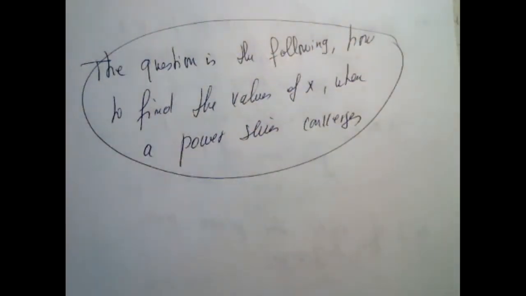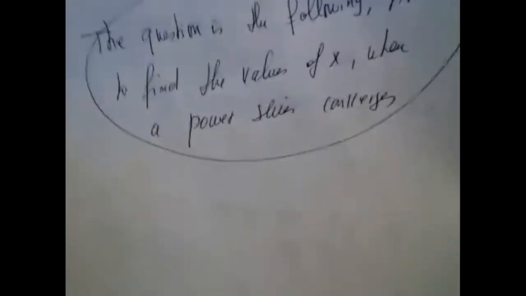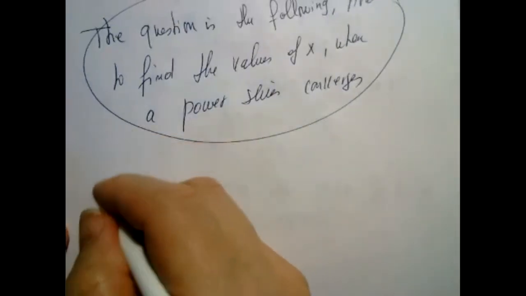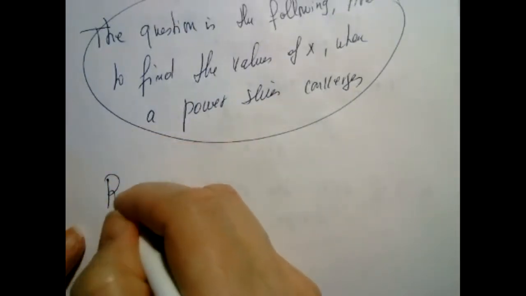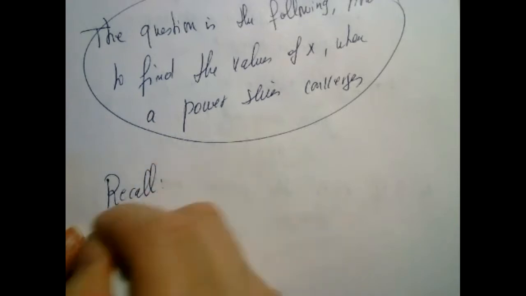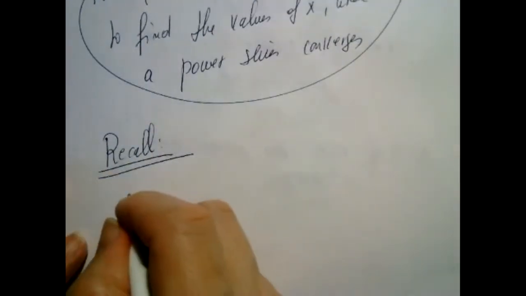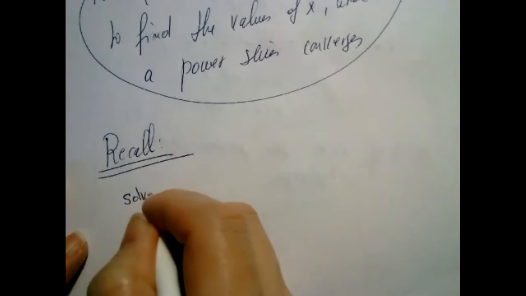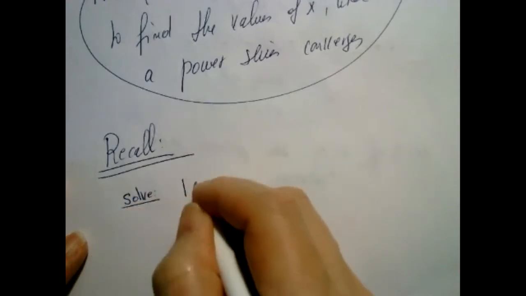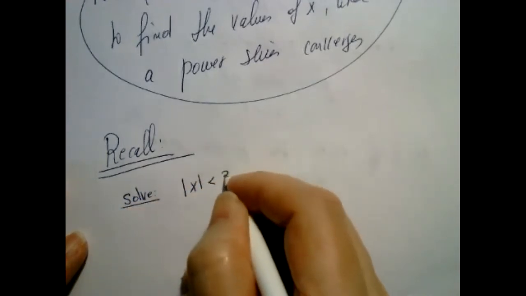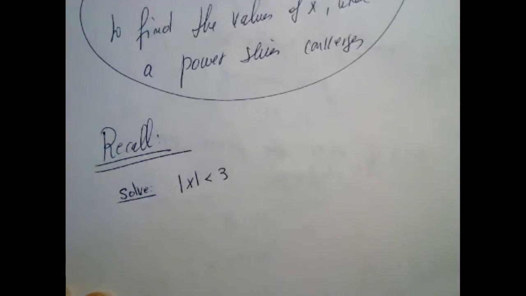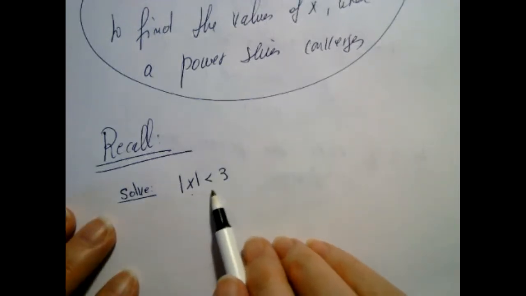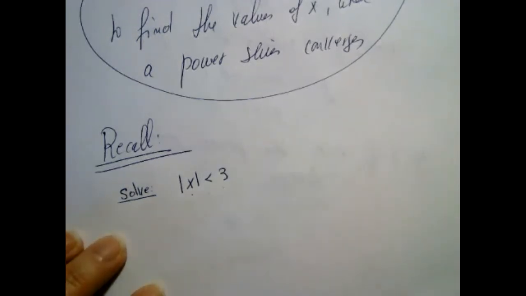Before I take problems and do this question, which is not very hard, I have to remind you of something. Let us recall a few facts about absolute values. Suppose I tell you the following: solve the absolute value of x less than 3. What do I mean by that? It means find all the x's that satisfy the absolute value of x less than 3.